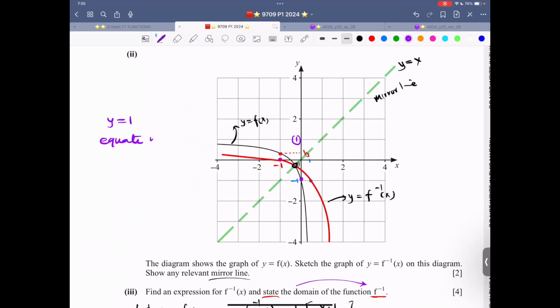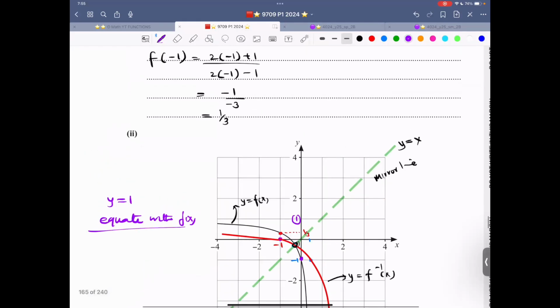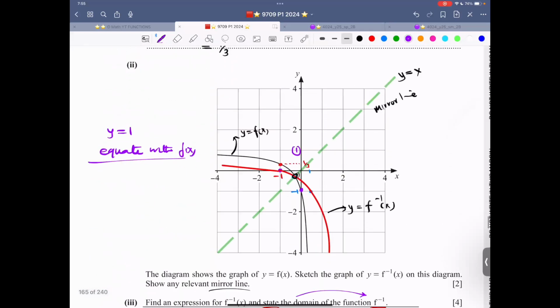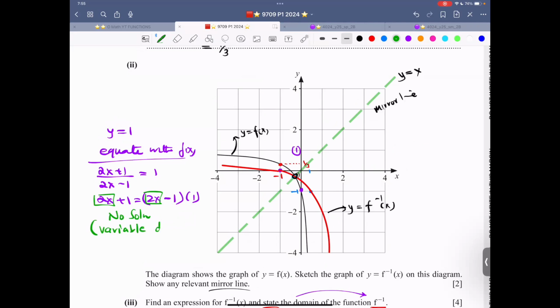Equate with f of x. If there is a solution, that means it would be intersecting this. If the variable disappears, there is no solution. So therefore, 2x plus 1 over 2x minus 1 is 1. 2x plus 1 is 2x minus 1 into 1. What happens? The 2x and the 2x cancel off. Therefore, there is no solution because the variable disappears.